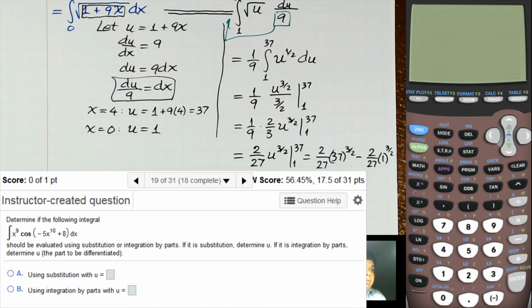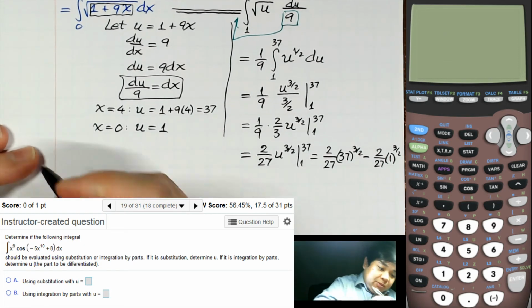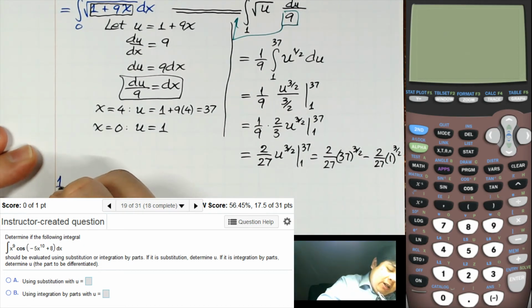So that is the problem. So, integration by parts or substitution? Usually, let's talk about integration by parts first. Usually, in integration by parts, we have to have a part that can be integrated and a part that is differentiated. So one derivative, one integral.